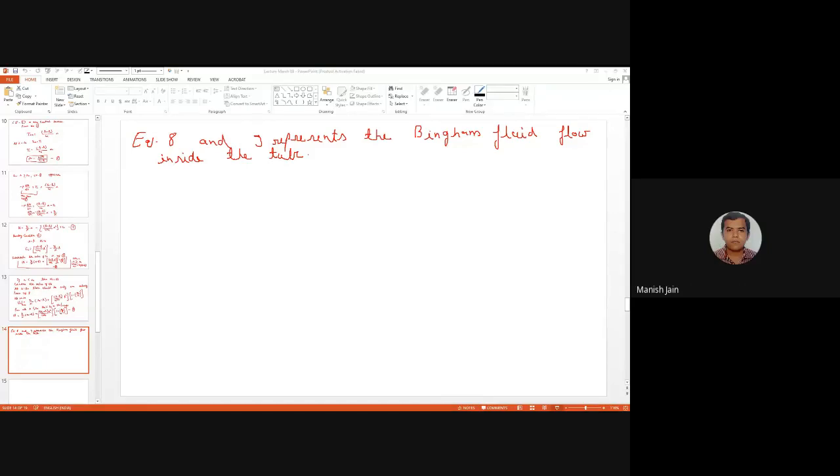Okay. So in last class, we solved the tube flow problem for the Bingham fluid model. Today we will solve the falling film problem for the Bingham fluid. This is the last problem related to the non-Newtonian fluid. After that, we will start the new chapter. Okay, so this is the last problem.